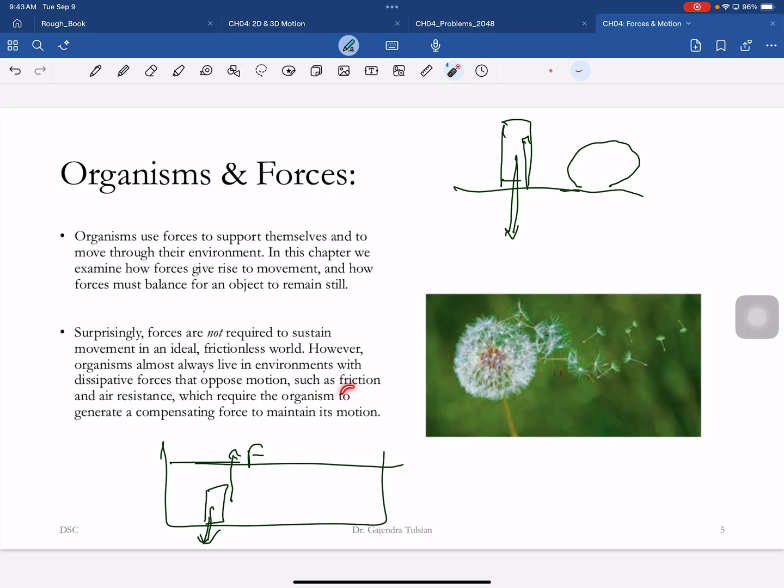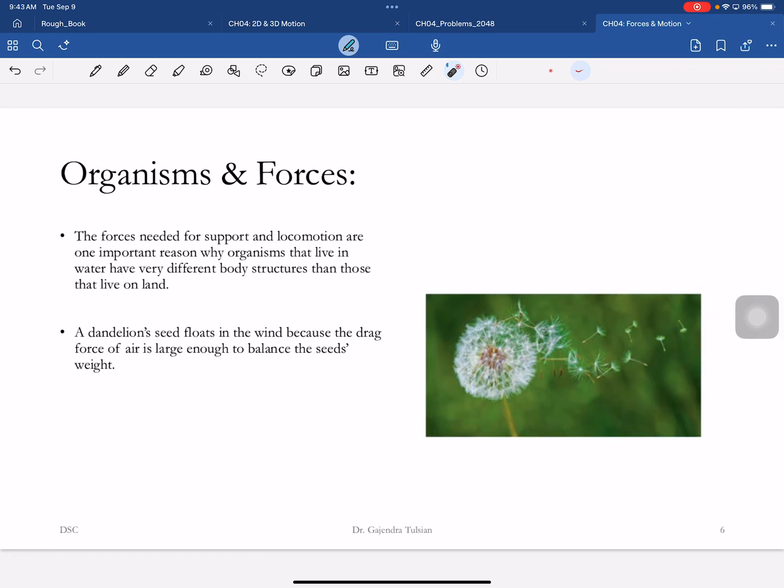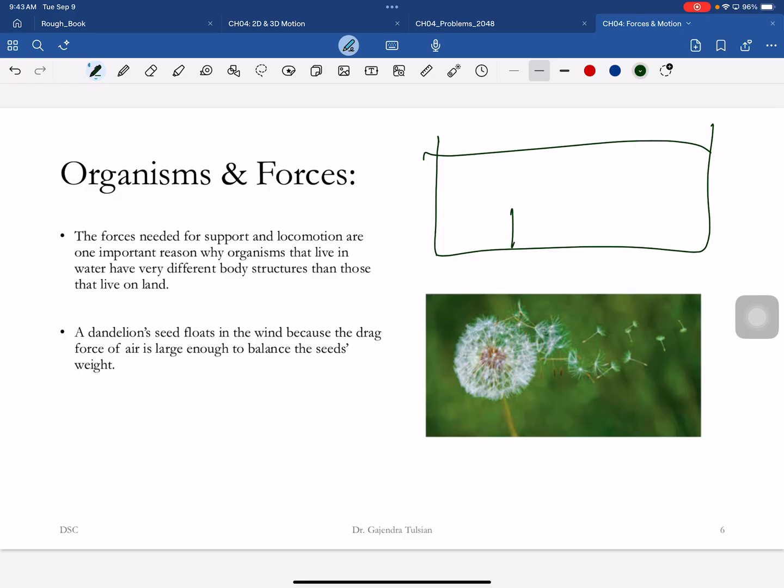So friction, such as air resistance, requires an organism to generate a compensating force to maintain its motion. Okay. So, forces needed for support. If an organism lives in water, for instance, I talked about the example of if I lived underwater, the forces I would need for support would be, well, there's gravity, there's the buoyant force, and these two forces almost cancel each other, so I really don't need forces to support my body.